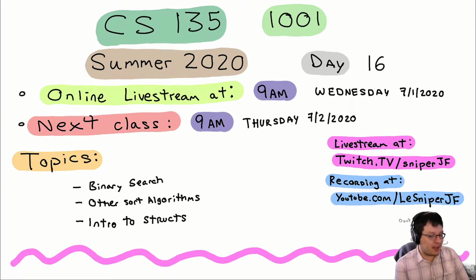So welcome to class. Today we're going to talk about binary search and other sorting algorithms, and depending on how long that takes, we may talk about structs a little bit. If not, we could also end class early. We will see how the internet does. So yeah.